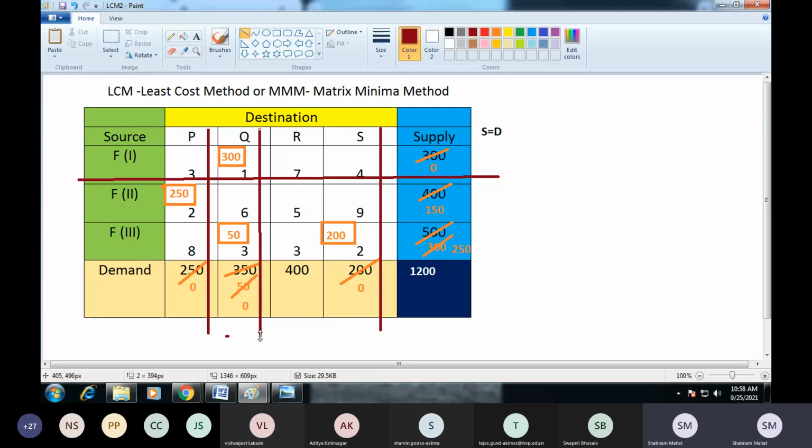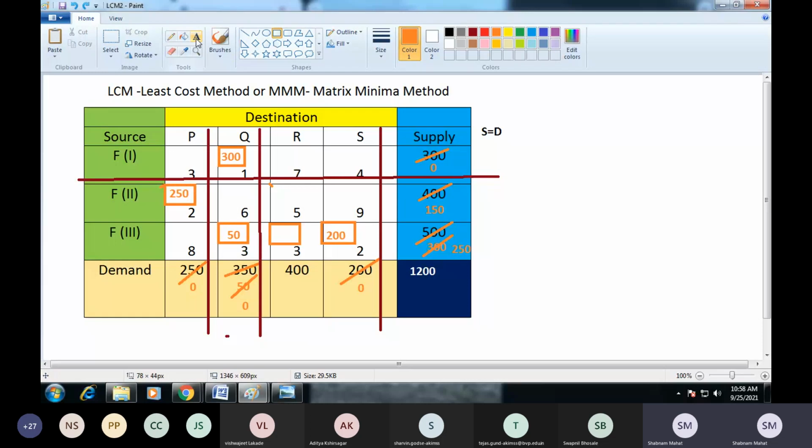Okay. Now again, check the remaining part. So this is my remaining part. Out of my remaining part, first of all, check where the minimum cost is. Minimum cost is 3. So if I select this 3, check the demand and supply. Demand is for 400 units and supply available is 250 units.